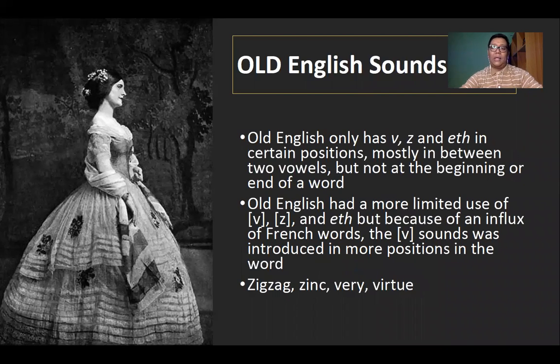Okay, Old English also had the V, Z, and the F sounds in certain positions, mostly in between two vowels, but not at the beginning or end of a word. Old English also had a more limited use of these sounds, but because of an influx of French words, which really needed more of the V sounds, the sound was introduced in more positions in the word. For example, in the words zigzag, zinc, very, and virtue.